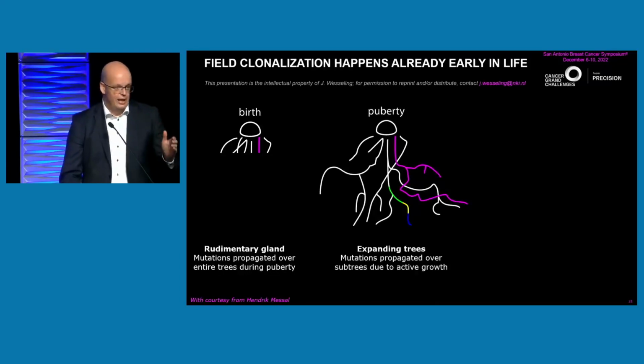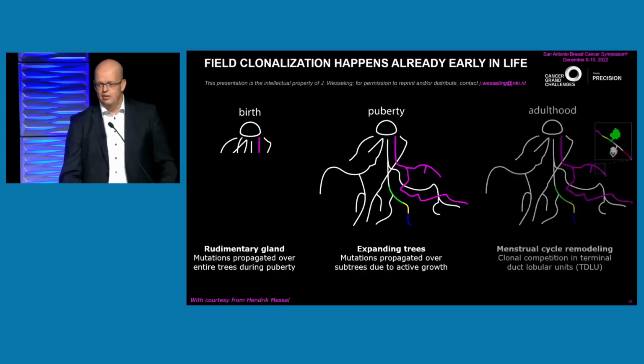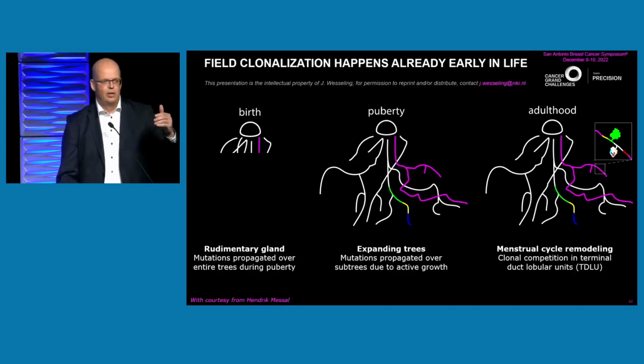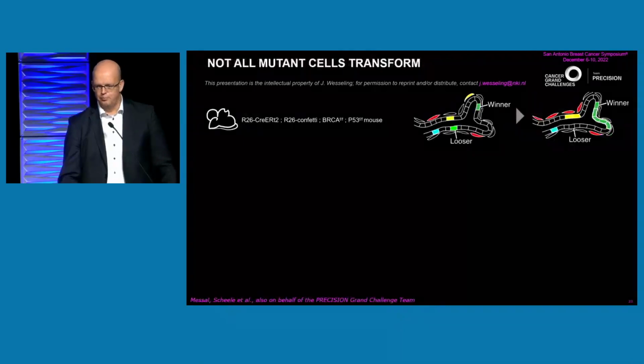And this can happen also during puberty, when there is extension and branching and formation of terminal end buds, etc., where a subsegment can contain such a mutation. And during adulthood as well, during the menstrual cycle, for example, where remodeling takes place. So this could be a contribution to the risk of subsequent invasive breast cancer once a DCIS lesion is there.